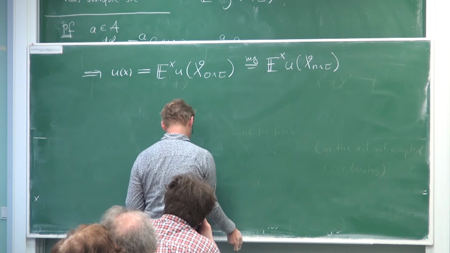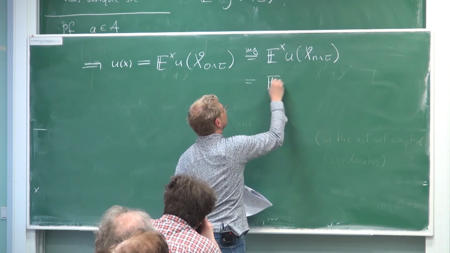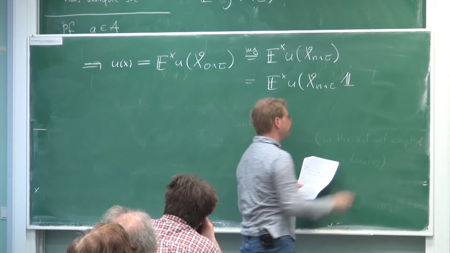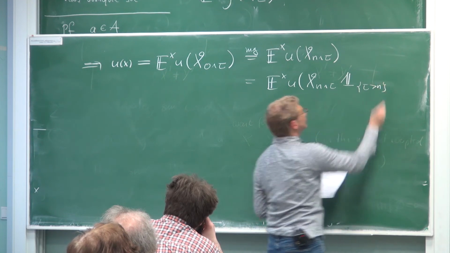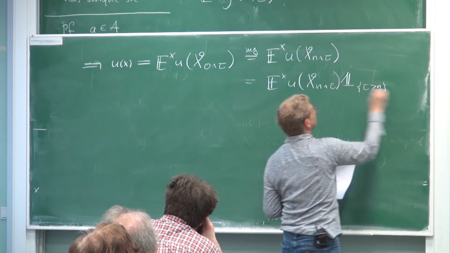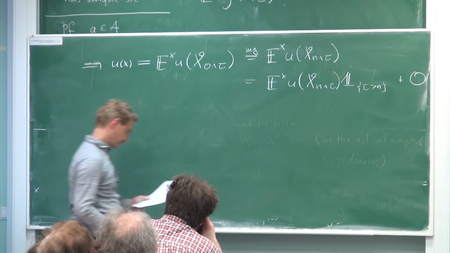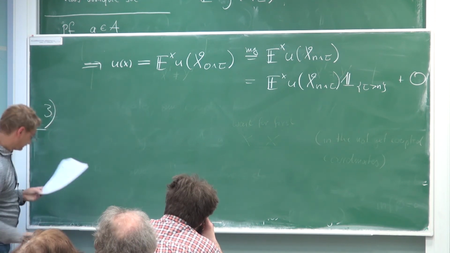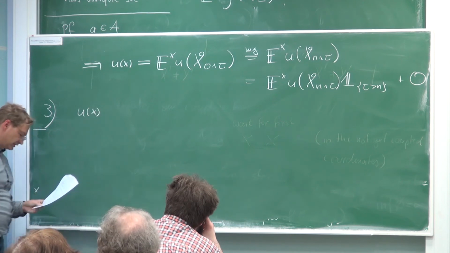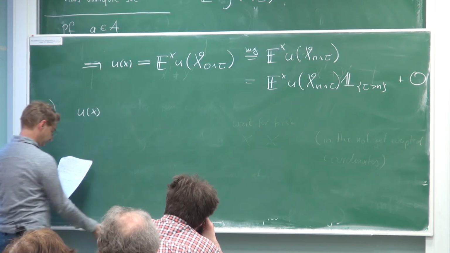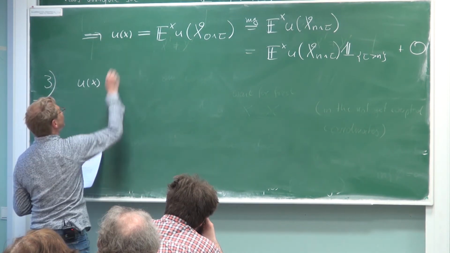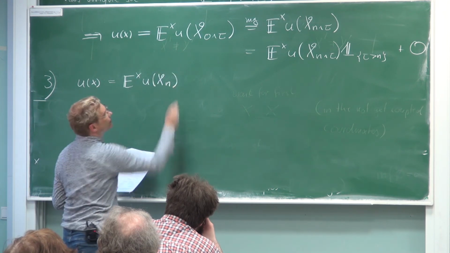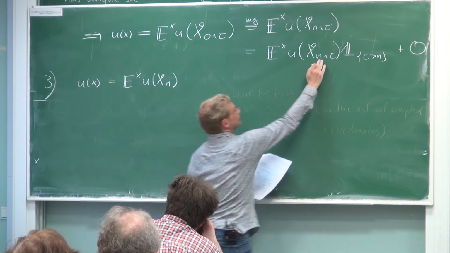And this is the same as x and minimum tau if tau is bigger than n, because if tau is less or equal than n, you get a 0. Okay, and finally, 2 more steps. You can write u of x with this as u of xn, because n wins here.